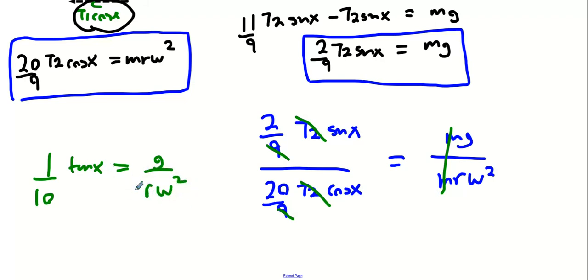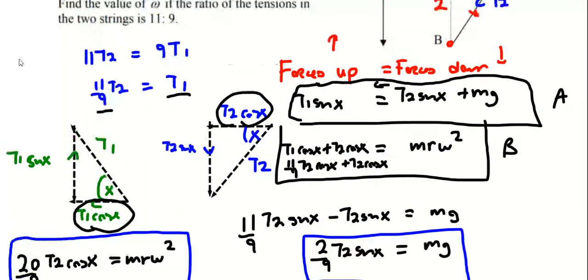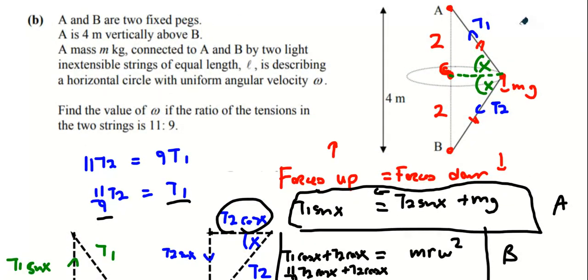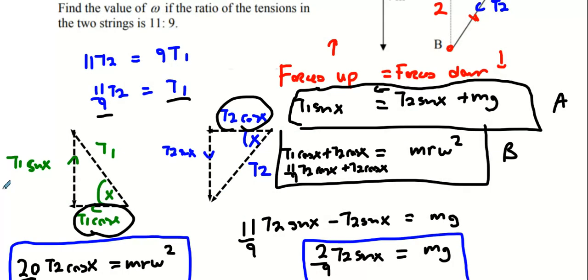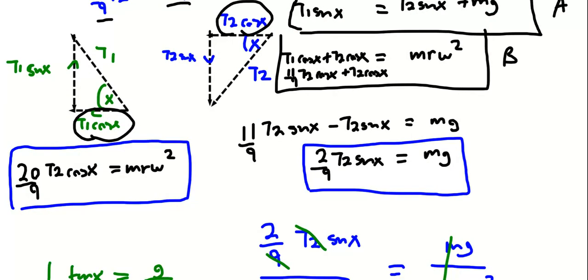Now, there's still two variables: I have tan X and r. But I think I have a way of getting rid of the r's. If we go back to the very start, look at this. What is the distance from here to here? My radius. What's the distance from here to here? 2. Therefore, what's tan X? Tan X is 2 over r. So I had that nicely planned. Didn't even have to use the L's in the end.